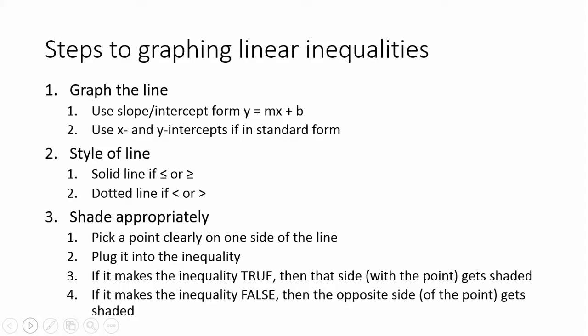Then we need to shade. Remember, with inequalities, we're talking about a large, infinite number of solutions, and that's where the shading comes into play. So we're going to pick a point that's clearly on one side of the line or the other. We're going to plug it into the inequality. If it makes the inequality true, then that side with the point is where we shade. But if it makes the inequality false, then the opposite side of where the point was gets shaded. And I know that sounds a little confusing, but it'll make perfect sense when we look at some examples.